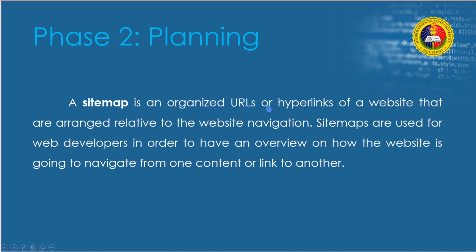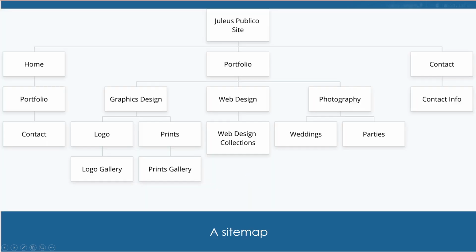A sitemap is an organized URLs or hyperlinks of a website that are arranged relative to the website navigation. Sitemaps are used for web developers in order to have an overview on how the website is going to navigate from one content or link to another. Okay, so basically the sitemap is just you're just going to create or illustrate the number of web pages that you'll be including, and how they are related to each other, and how they are going to navigate from one content or link to another.